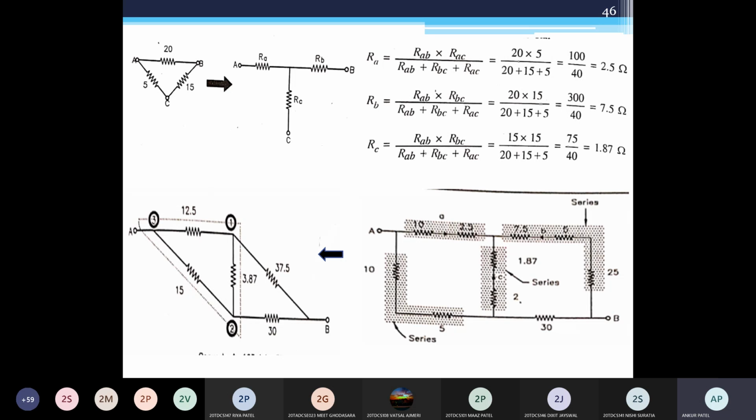Can I move to the slides? Next slide. Wait. Okay, I am giving a few seconds. Just see these delta connections and try to get the answer.